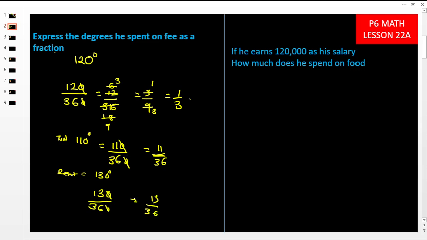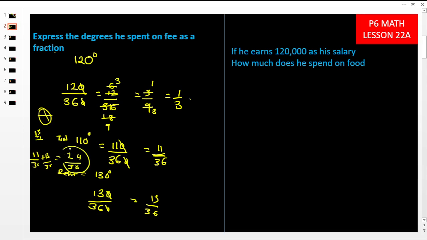Are you getting it? Now, this one was reduced, meaning that this one was 12 out of 36, meaning that the pie chart, that circle, was divided into 36 portions, whereby this one took 13 out of 36, then 11 out of 36. If we add 11 out of 36 plus 13 out of 36, we are going to get 24 out of 36.